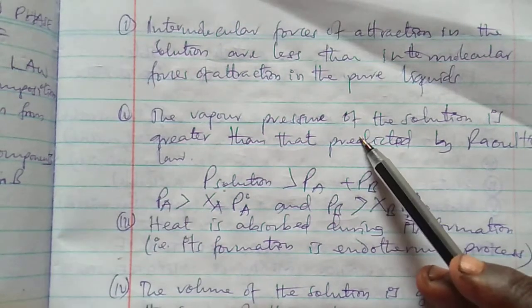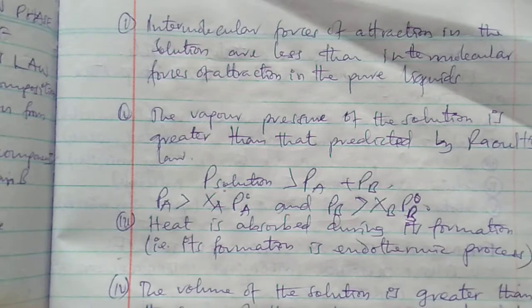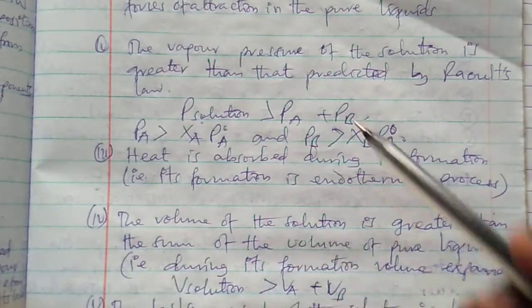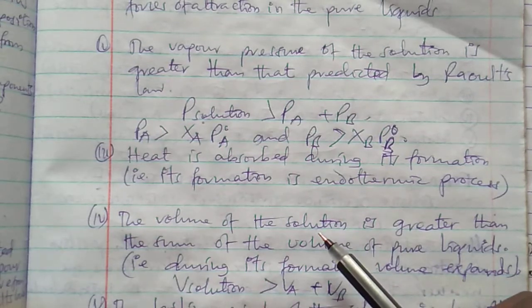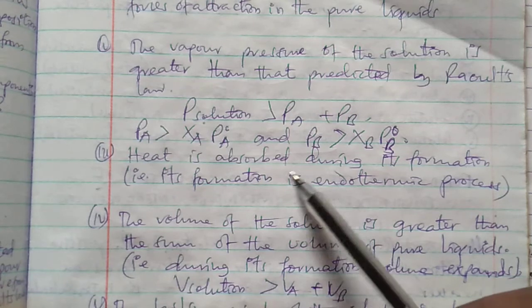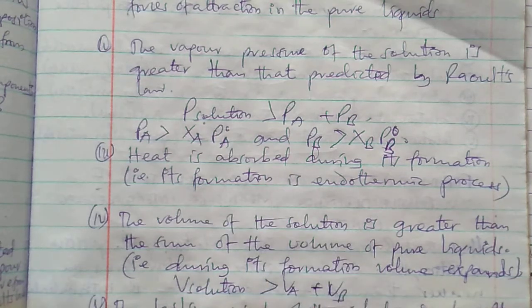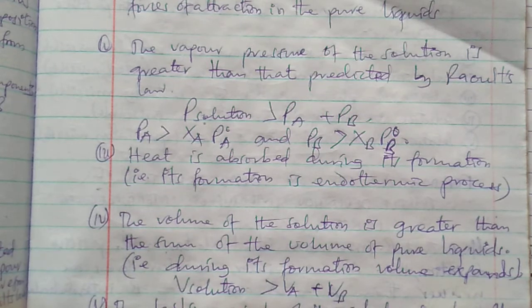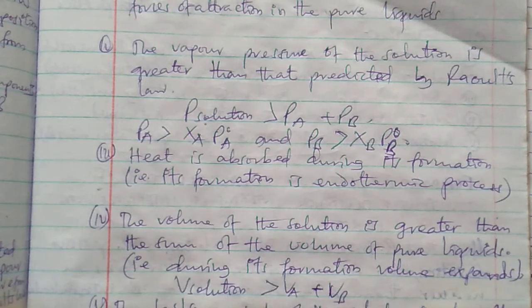Lakini ya pili ni kwamba vapor pressure of the solution is greater than that predicted by Raoult's law. And this is the one which causes this solution to be called a positive deviation. Ili iitwe positive deviation, lazima uwe na vapor pressure ambayo ni kubwa. Ya tatu ni kwamba heat is absorbed during its formation, and its formation is endothermic, in other words. Ya nne, the volume of solution is greater than the sum of the volume of the pure liquids. So during its formation, volume expands.